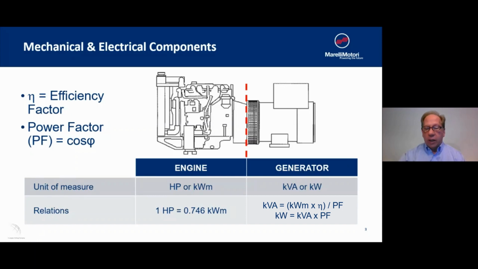If we want to convert kVA to kW, simply multiply the kVA by the power factor of the system. Power factor is also referred to as cosine phi or cosine theta.